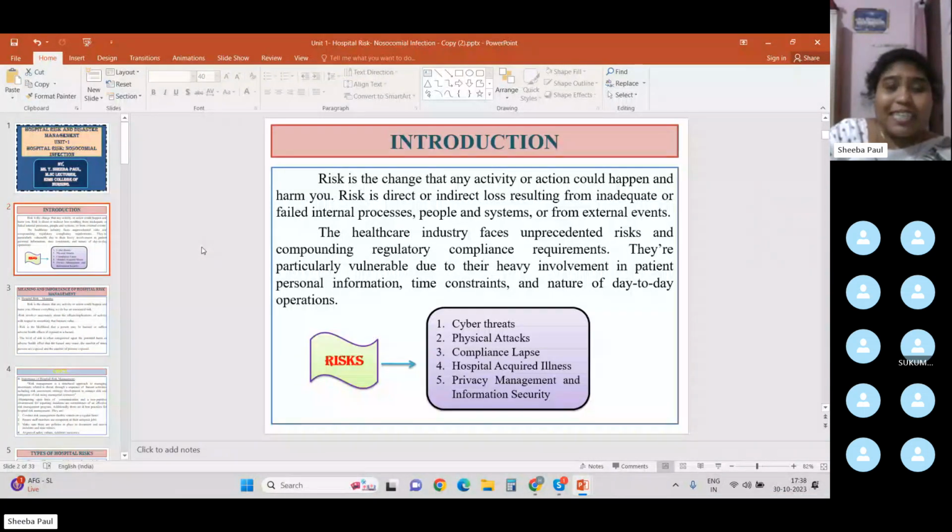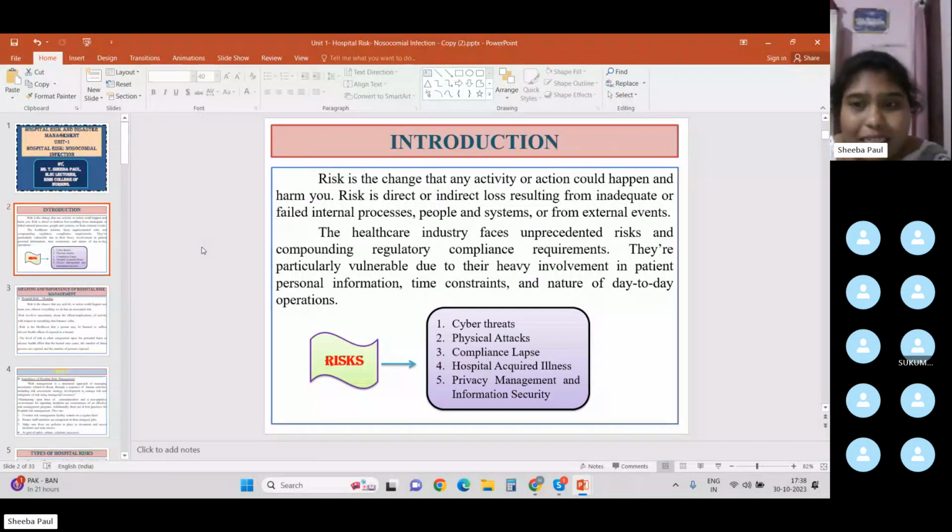Risk is the chance that any activity or action could happen and harm you. Risk is direct or indirect loss resulting from inadequate or failed internal processes, people, and systems, or from external events. When we talk about hospital risk, it is nothing but a change that takes place whenever additional complaints are being added to a patient's history. It can be direct or indirect. Nobody intentionally hurts someone, but there are certain causes that lead to complications.